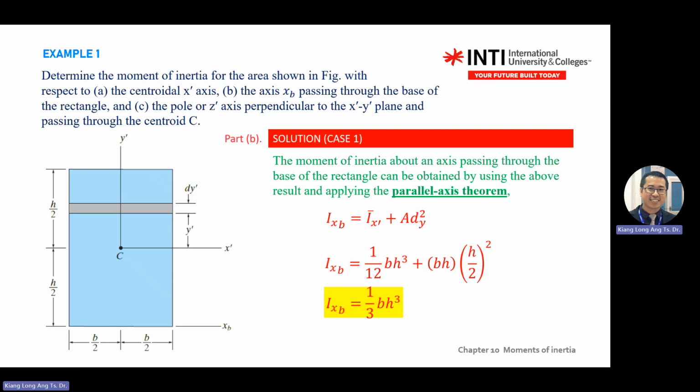So if you are away from the centroid G, it will be Ix equal to Ig plus A d squared. This is the perpendicular distance. This is d.